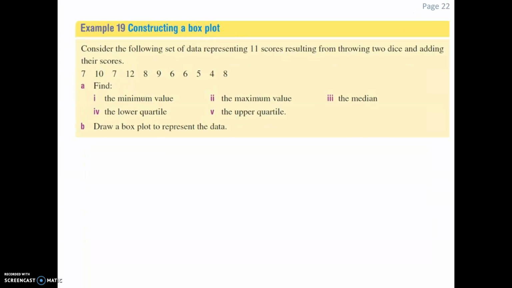Example 19, constructing a box plot. Now you've got some grid down the bottom of the page that you can draw your graph on. But the first thing we need to do, we've got this data. It's data that represents 11 scores. We've thrown 2 dice and you add the scores together. So if you're playing Monopoly or whatever game, roll your 2 dice and look at the total.